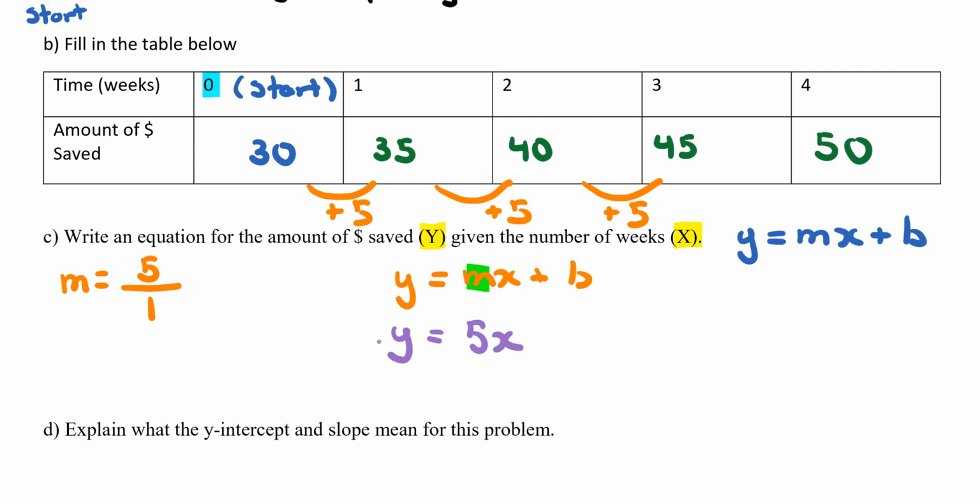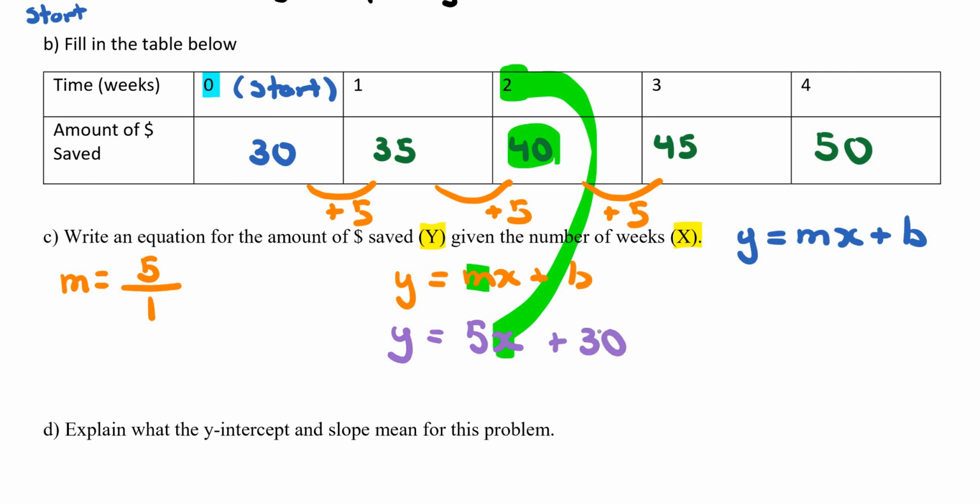Okay, and then you have to figure out what b might be. What I tell students to do is figure out what's happening with x. Let x be, I don't know, 2, right? So what's 5 times 2? Well, 5 times 2 is 10. And what do you have to do to 10 to get to 40? Well, 10 plus 30 would give you the 40, right? So this is another way where you can get your equation.